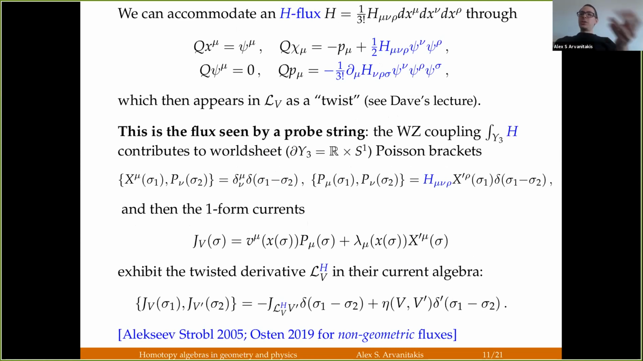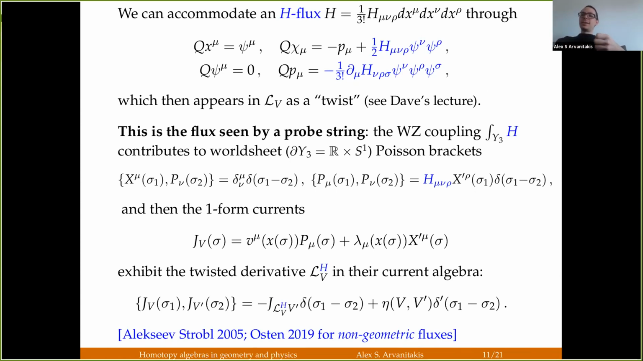Now, say we want to accommodate an H-flux to make a point I will be explaining shortly. You can accommodate an H-flux by deforming these Q along P and P. So by degree counting, you know Q of chi must be degree 1 plus 1 equals 2. And you also need a free index. So this is the natural thing you can write down. And then you can just deduce whatever you need to make Q squared to 0 here. And you get this derivative.